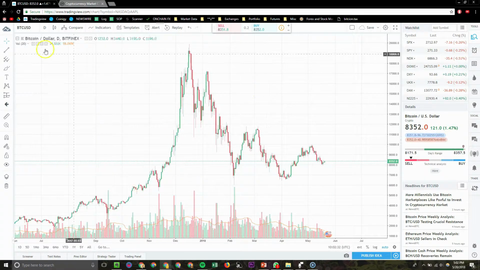Let's see. Why did we pick Bitcoin US dollar on Bitfinex? Here we can see that Bitcoin is being traded against the US dollar on the daily time frame, D for daily, and then Bitfinex is the exchange that we are trading on. Why did we choose Bitfinex?